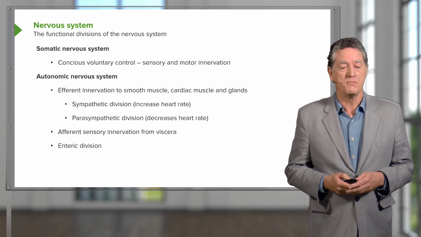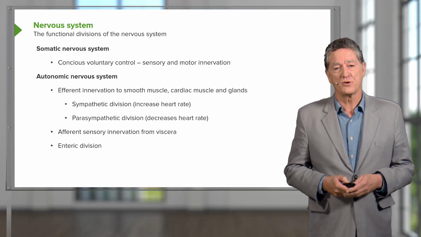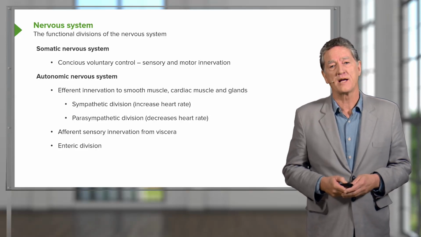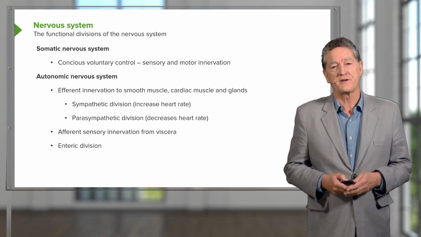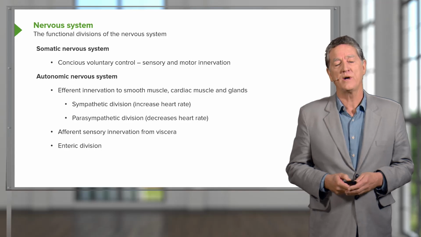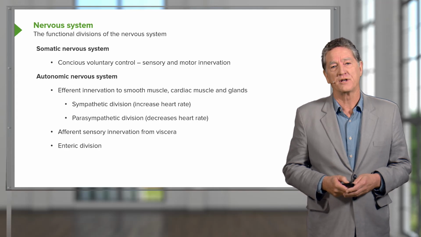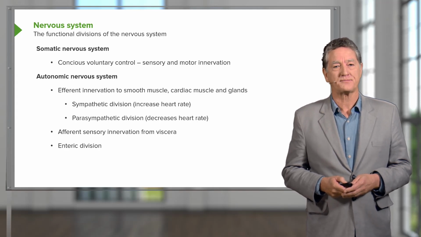The movement of food through the gut, for instance, the contraction of smooth muscle, changing the dimensions of all our blood vessels to affect the flow of blood to different parts of our organs when they're required. We are unaware of those sorts of controls. That's all part of the autonomic nervous system.